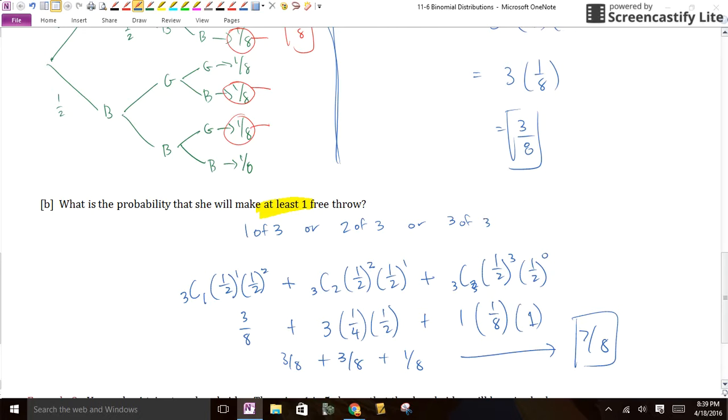In fact, the only way she can't make 1 is if she misses, and we see that right here on my tree diagram: she's got a 1/8 chance of missing all 3, and so therefore 7/8 would make sense. All right, let me ask you a question, and we'll do that last one, and we'll be finished for the night.